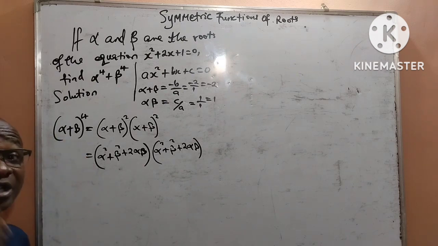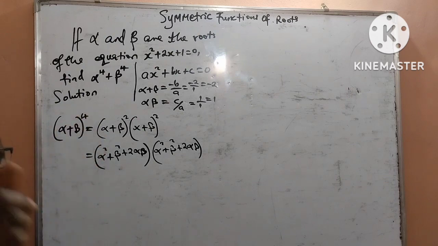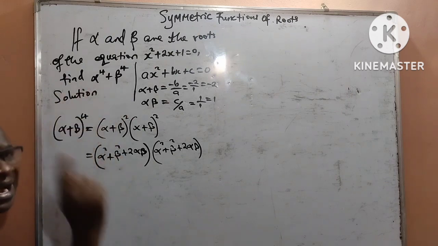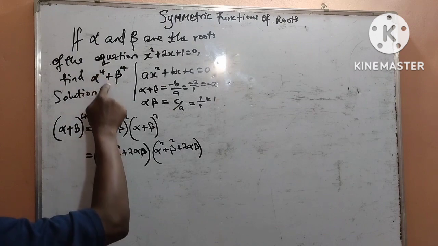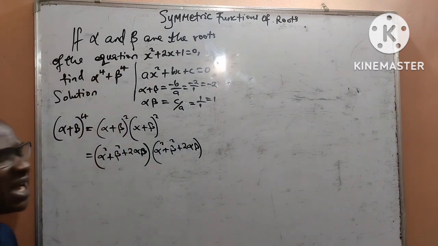Why am I doing that? Because I know by expanding alpha plus beta to the power 4, I will get what the equation asks me, which is alpha to power 4 plus beta to power 4. So if I get it here, then my problem is half solved.